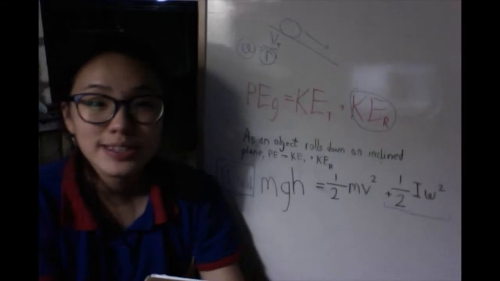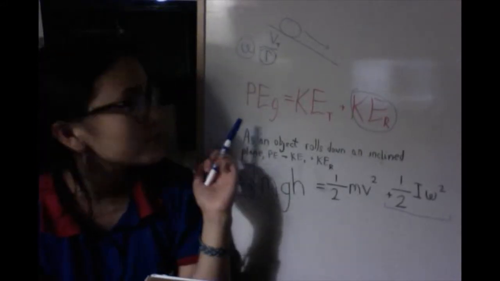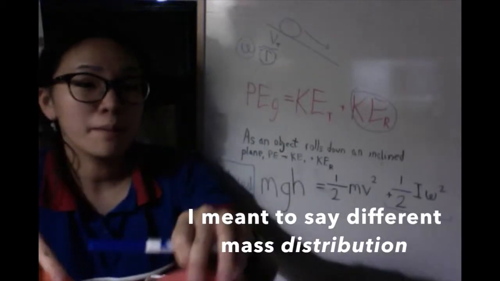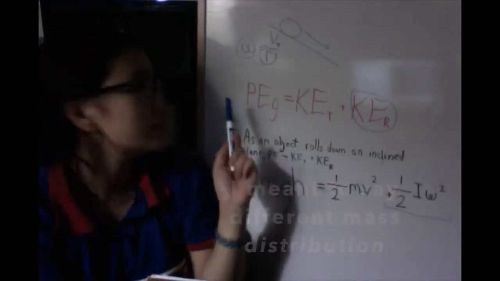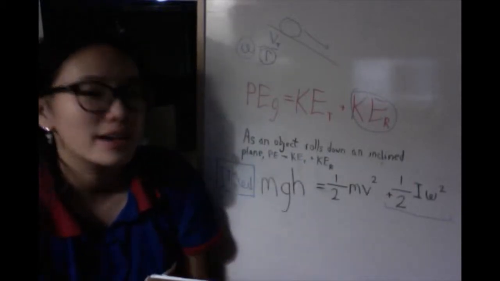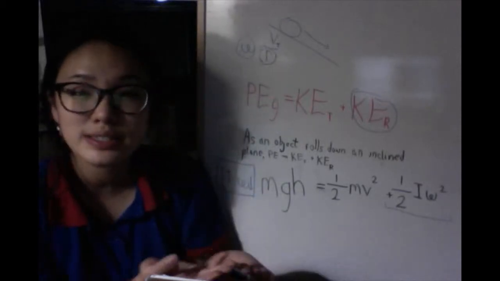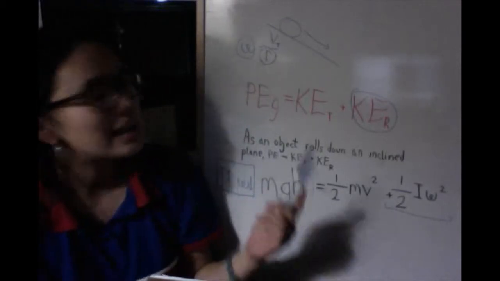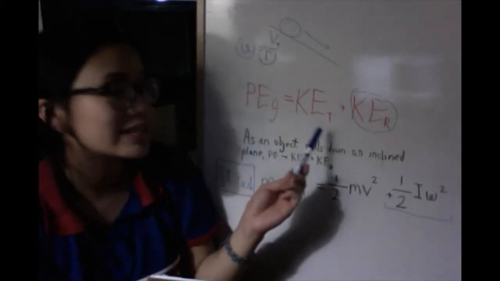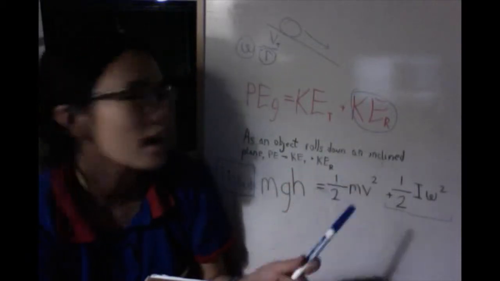The general principle to remember here is that all of these petri dishes, although they have different mass distributions, have the same potential energy in the beginning because they were all let go from the same height on the inclined plane. What affects their motion and speed is how much of that potential energy was converted to translational and how much was converted to rotational kinetic energy.